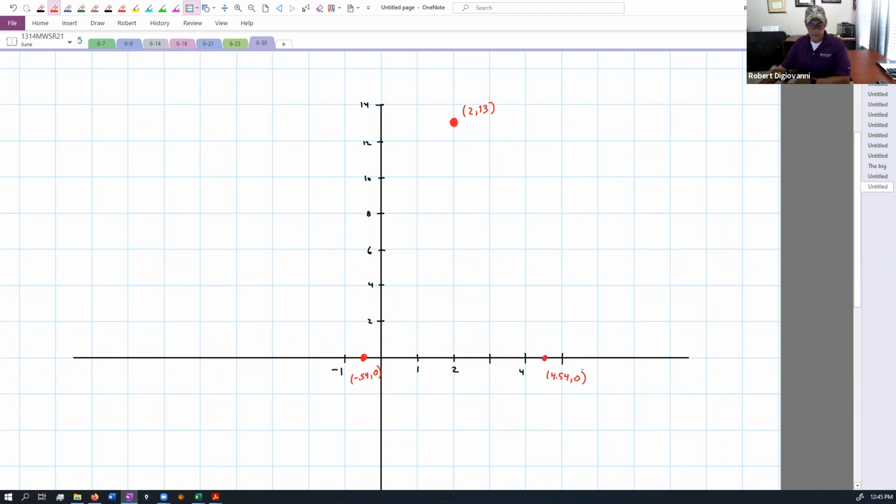(4.54, 0). And then finally, we have the y-intercept, which was 5. So that goes here on the y-axis. That's the point (0, 5). There we go.